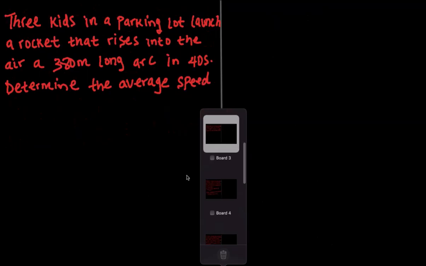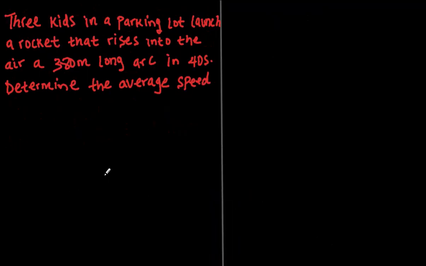Here is another question for you. It says that 3 kids in a parking lot launch a rocket that rises into the air in a 380-meter long arc in 40 seconds. Determine the average speed. All right, so you can pause the video and try to solve it first.